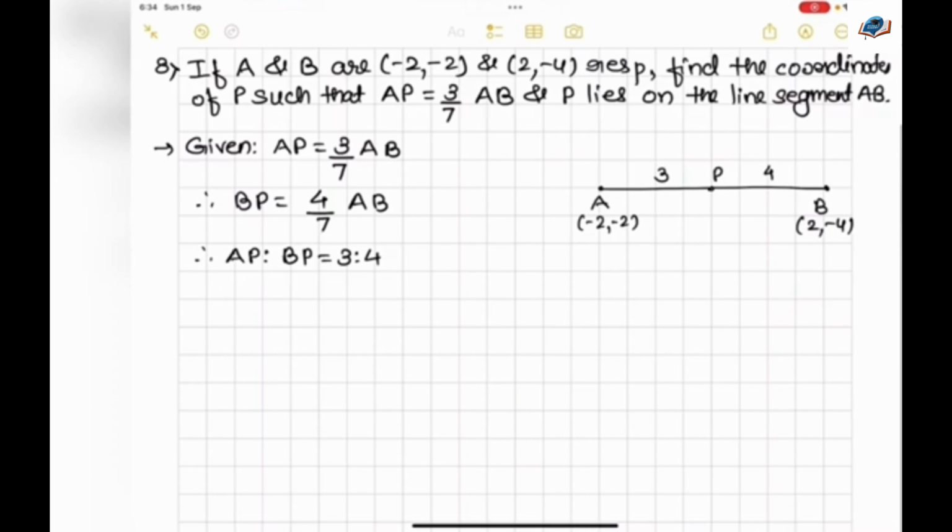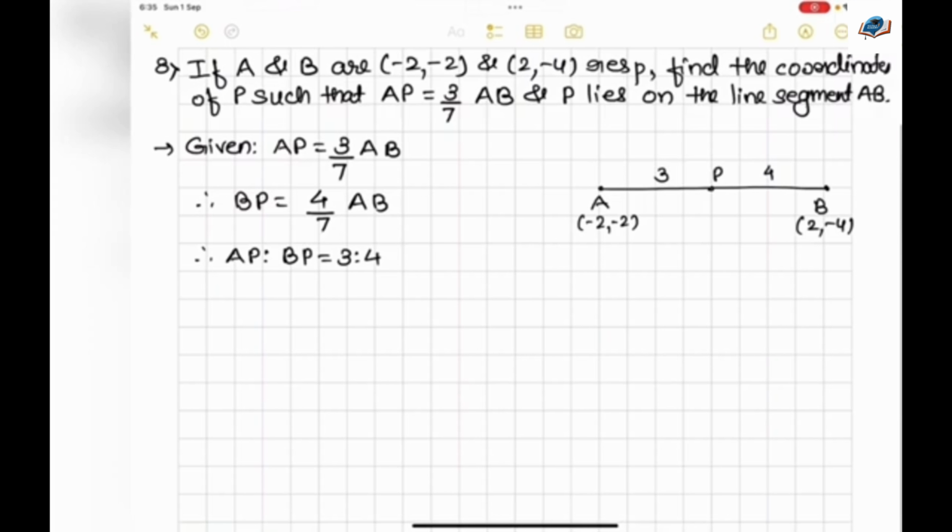Next question says if A and B are minus 2 comma minus 2 and 2 comma minus 4 respectively, find the coordinates of P such that AP equal to 3 upon 7 AB and P lies on the line segment AB. So diagrammatic representation I have shown. It is clearly seen that if AP equal to 3 upon 7, so BP will be 4 upon 7 AB. So I can say AP is to BP equal to 3 by 4.